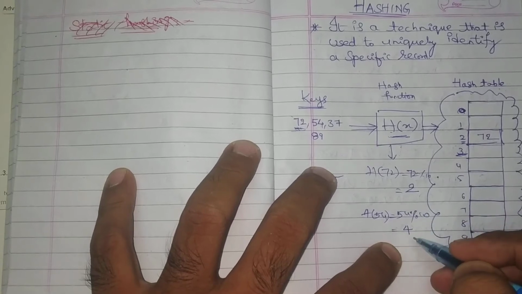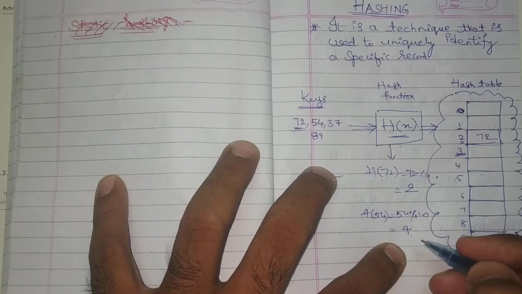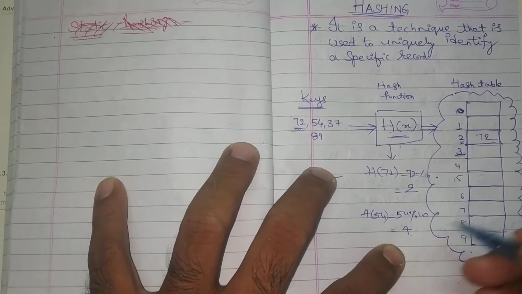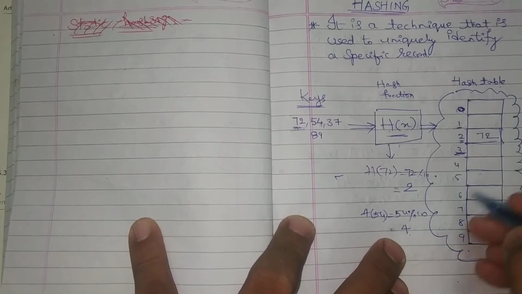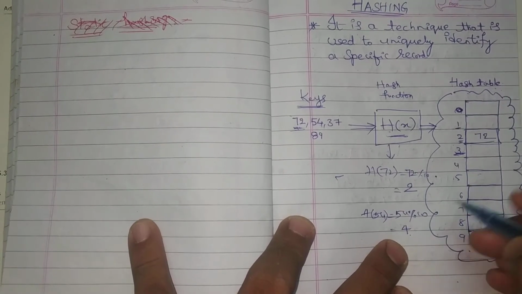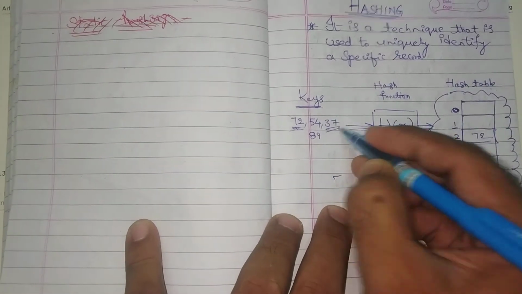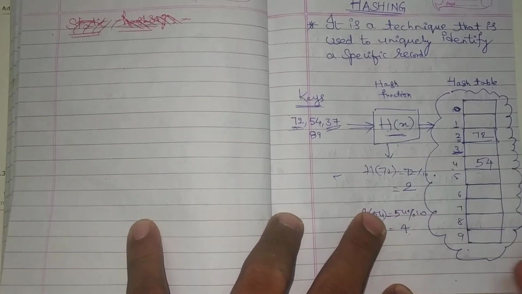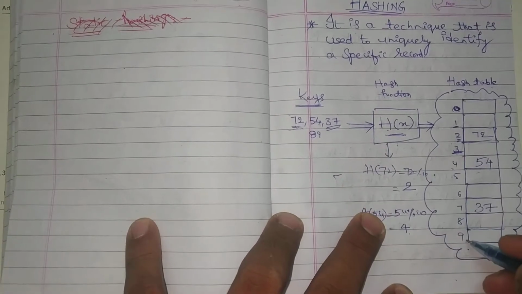Modulus means take the remainder, divided by means take the quotient. Here we have to consider remainders only. So 10 5s are 50, remainder is 4. On the 4th location store 54. Obviously 37, so 37 mod 10 is 7, place it here. 89, 9th location.